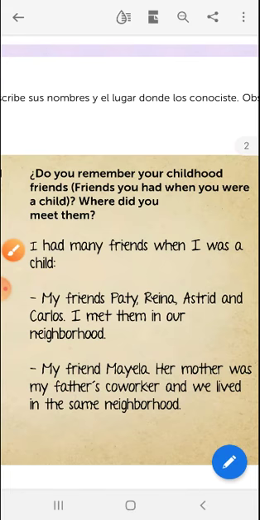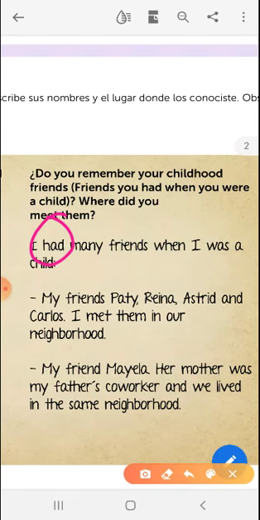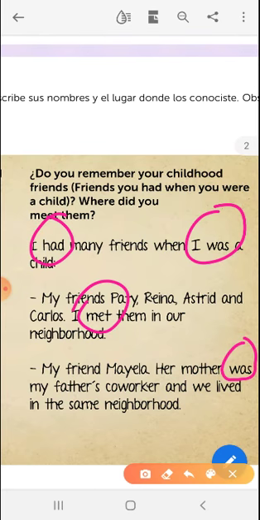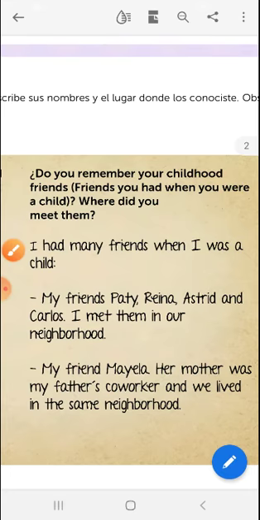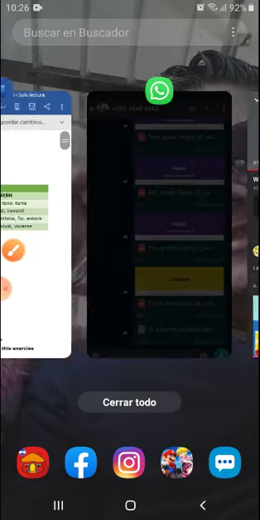But if you see, I highlighted some expressions. Resalté algunas palabras. Had, was, met, was, and lived. All these are verbs in the past. Son verbos en pasado, yes?